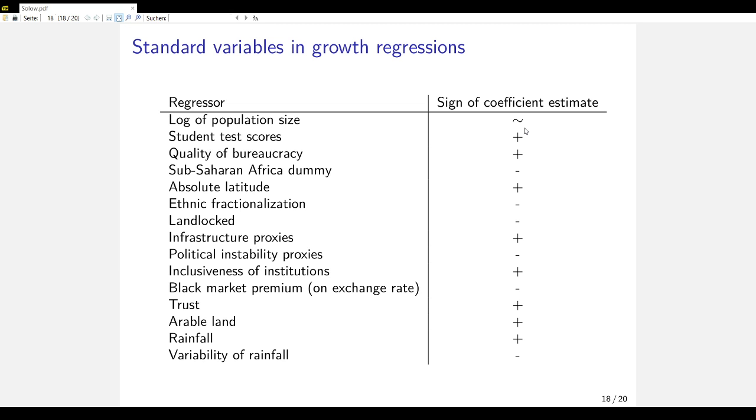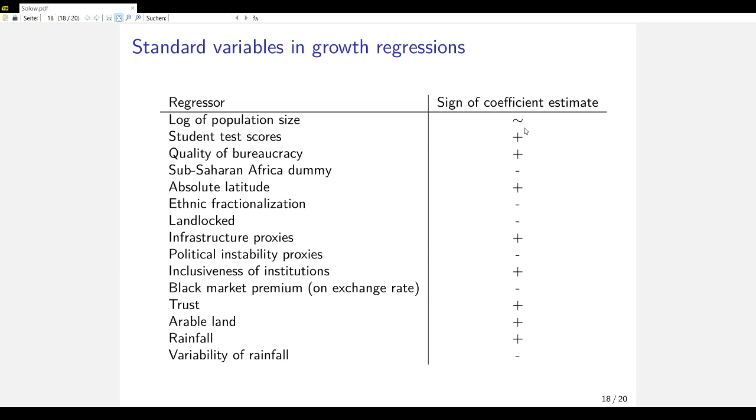Student test scores have a positive association. Quality of bureaucracy, again an institutional indicator, positive relation. Dummy variable for sub-Saharan Africa typically has a negative association, and it's often included. Distance from the equator, positive association, so the farther away countries are from the equator, and the more temperate the climates become, the faster they grow. Ethnic fractionalization is negatively associated with growth.